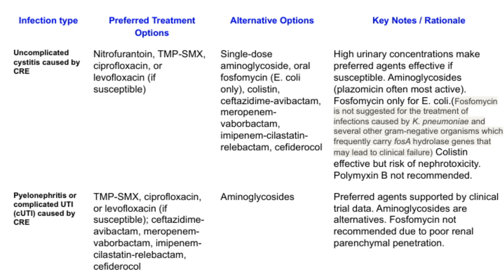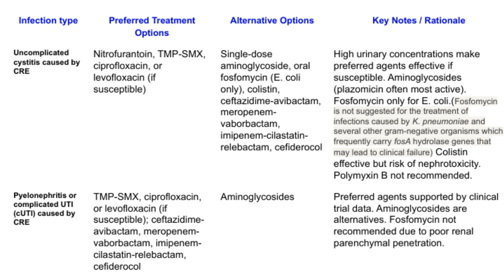Now, for more complicated infections like pyelonephritis or complicated UTIs caused by CRE, the preferred options include trimethoprim-sulfamethoxazole, ciprofloxacin, or levofloxacin if the bacteria are susceptible. Additionally, newer agents like ceftazidime-avibactam, meropenem-vaborbactam, imipenem-cilastatin-relebactam, and cefiderocol are supported by clinical trial data. Aminoglycosides are considered suitable alternatives here as well.